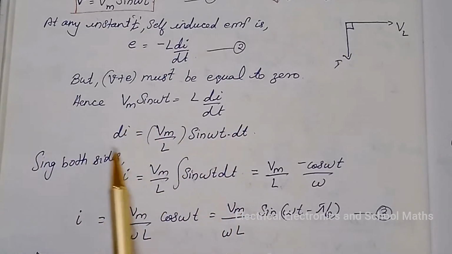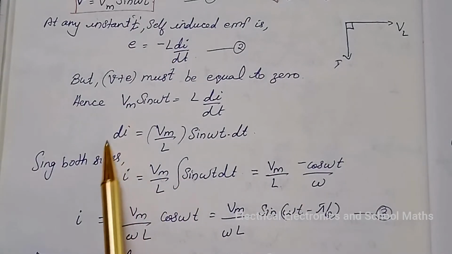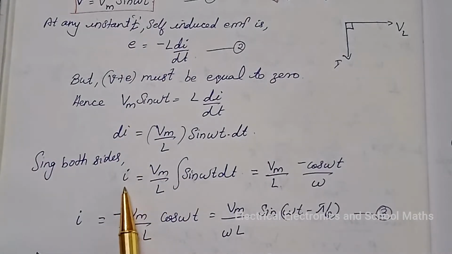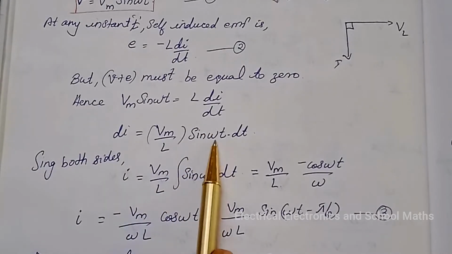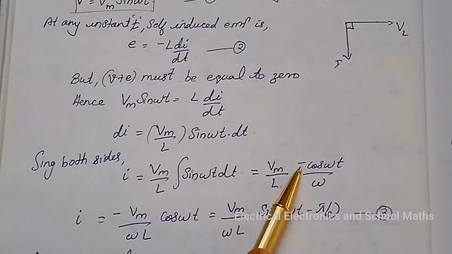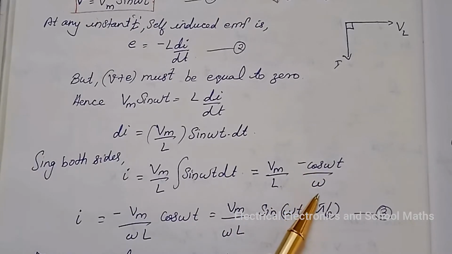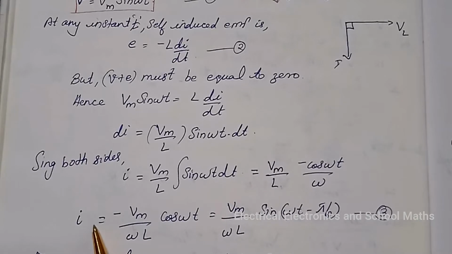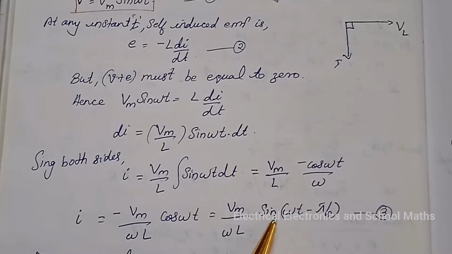Then integrating on both sides, we get the integral of di is I. Vm by L is a constant. Then the integral of sin omega t dt is minus cos omega t divided by omega. So we can write I is equal to minus Vm by omega L cos omega t. And this minus cos omega t can be written as sine of omega t minus pi by 2.